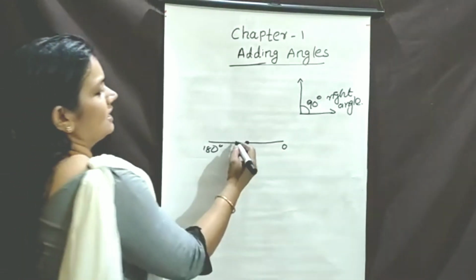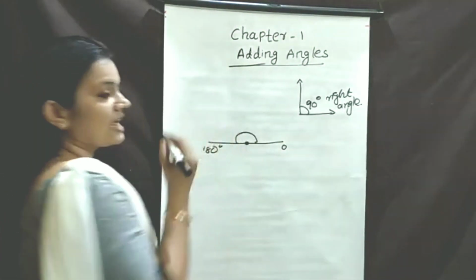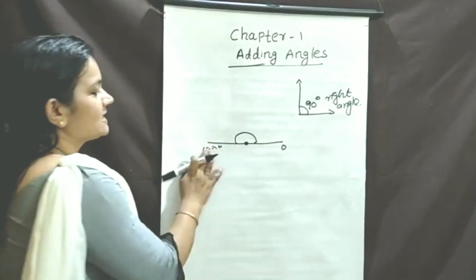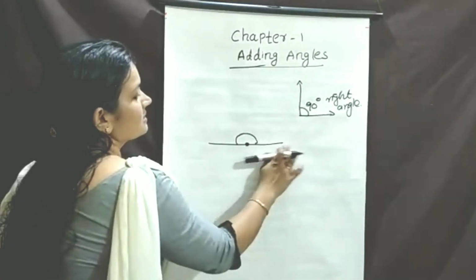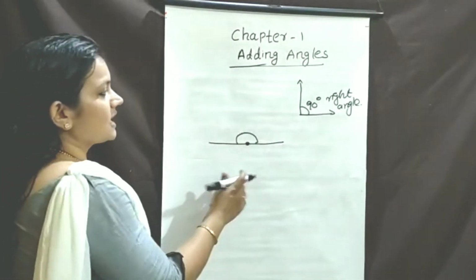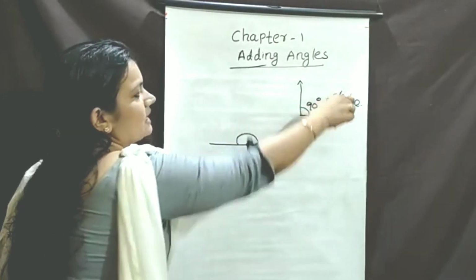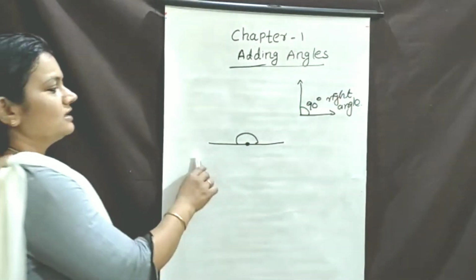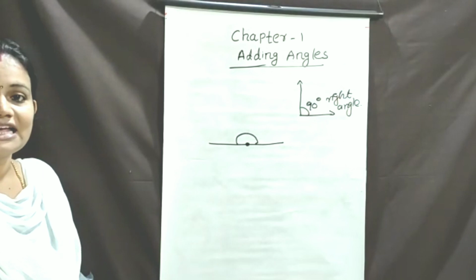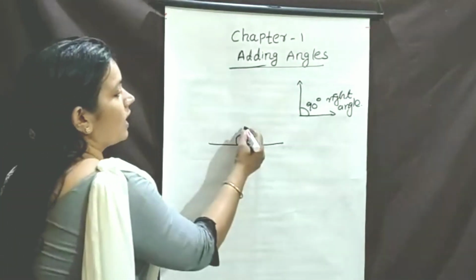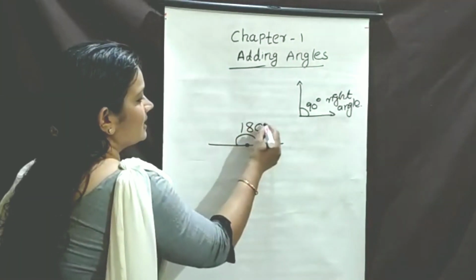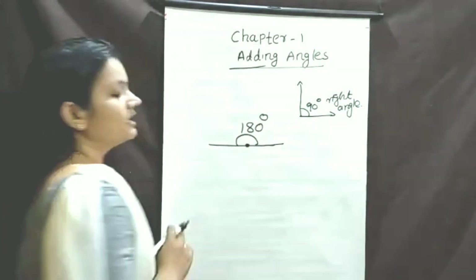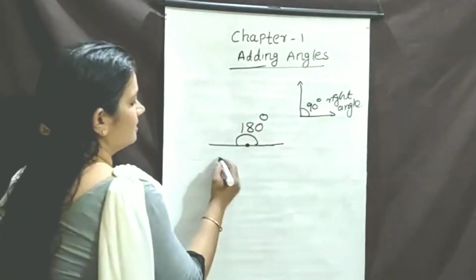What's the measurement of this angle? See, what's the measurement of this angle? This angle is called 90 degrees, a right angle. Then this is a straight angle. The straight angle is 180 degrees. That is, this angle is called a straight angle.